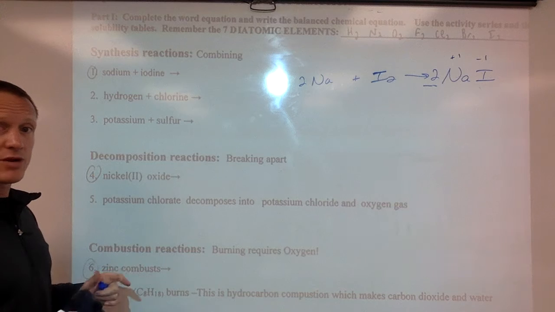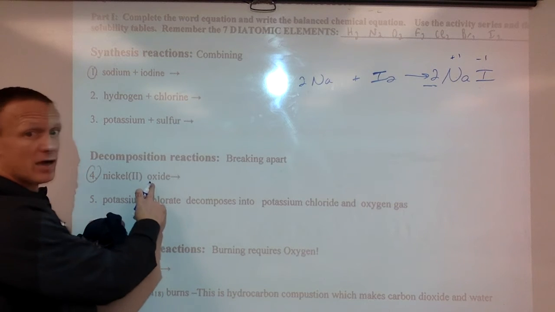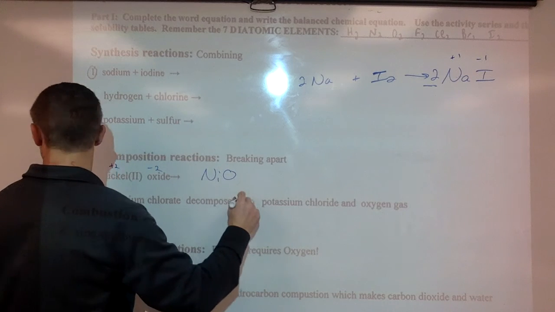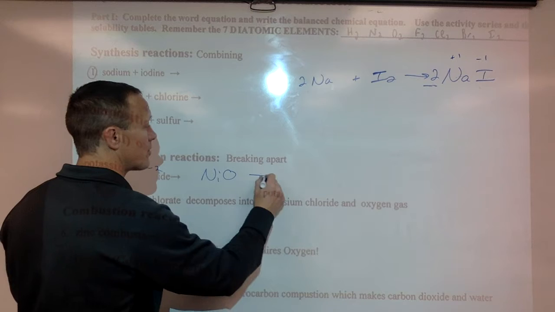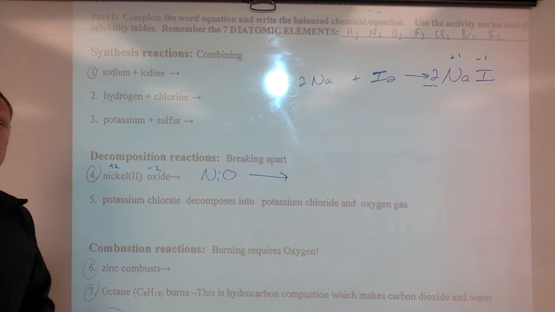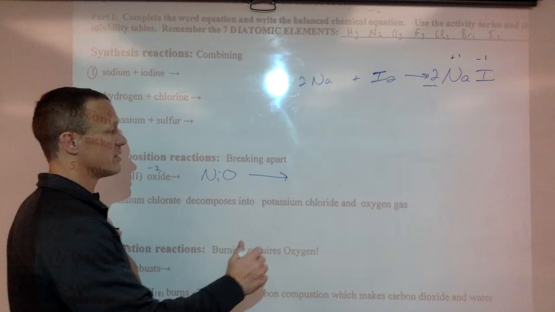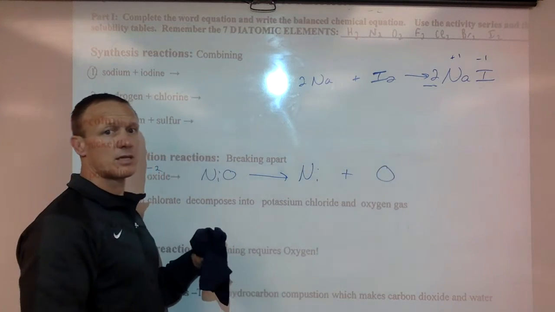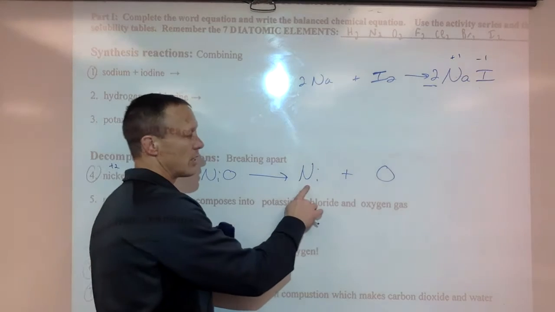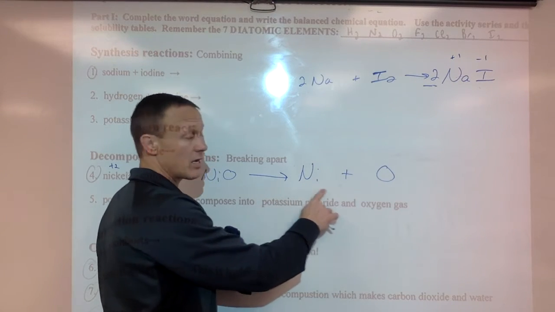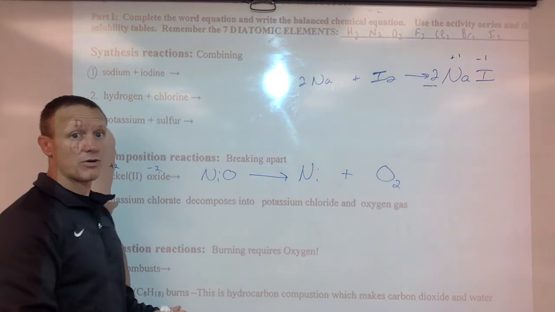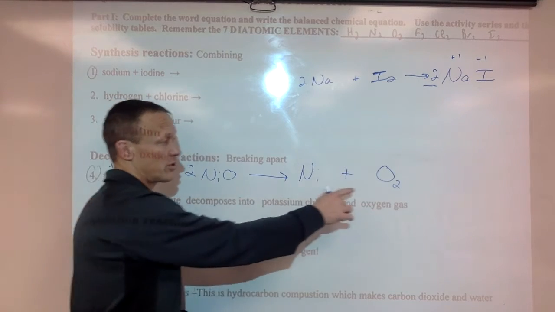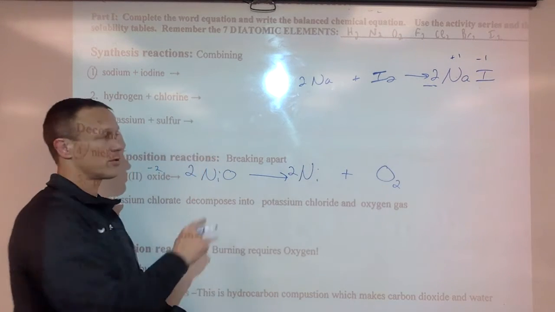Decomposition, starting with one thing, breaking apart into multiple. So first one here, nickel 2 oxide. Nickel is a +2 charge, oxygen's a -2, so nickel oxide goes there. It is decomposing into 2 elements, nickel plus oxygen. So decomposition, splitting apart. Nickel is not diatomic, oxygen is. So you need a 2 there with your oxygen. Okay, now we can balance. 2 out in front of that to get 2 oxygens. 2 out in front of that for your 2 nickels.